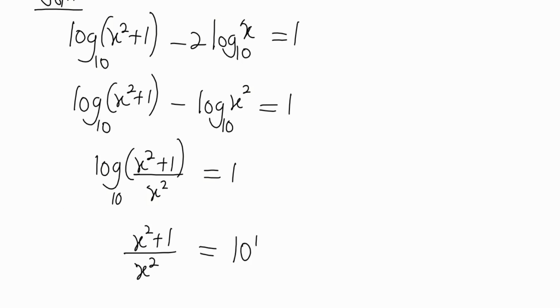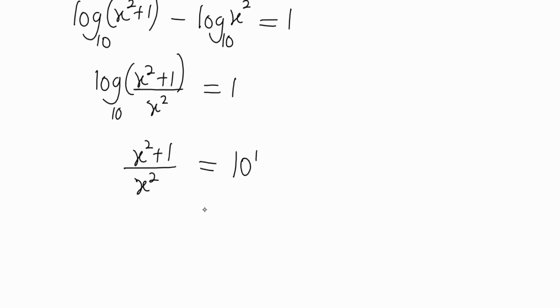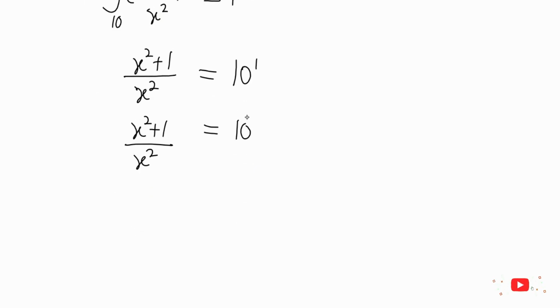We all know that 10 exponent 1 gives an answer of 10. So we are going to have the right-hand side here as 10, and we have x squared plus 1 divided by x squared. Here we are going to cross multiply. When we cross multiply, that means we have x squared plus 1, which is equal to 10x squared. So you have 10x squared here.